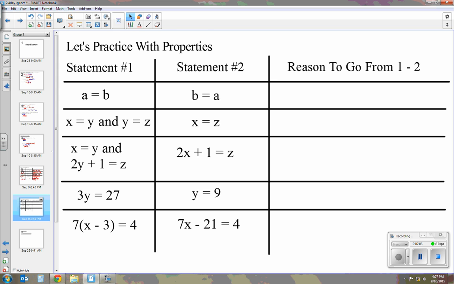Okay, so if we look from statement 1 to statement 2, we have A equals B and B equals A. If we notice, that's just been flipped. And whenever we have a flip, that's our symmetric property of equality. All right, this next one, we have x equals y and y equals z. Then in statement 2, it says x equals z. If we notice that we cancel out the y and we have left over x and z, that's our transitive property of equality.